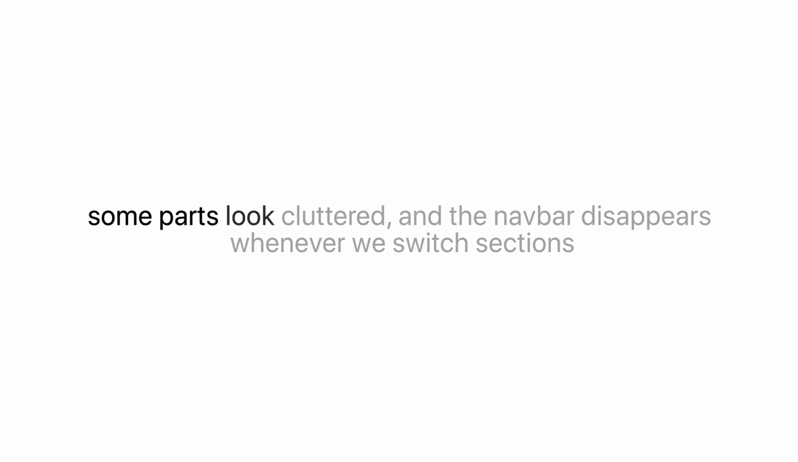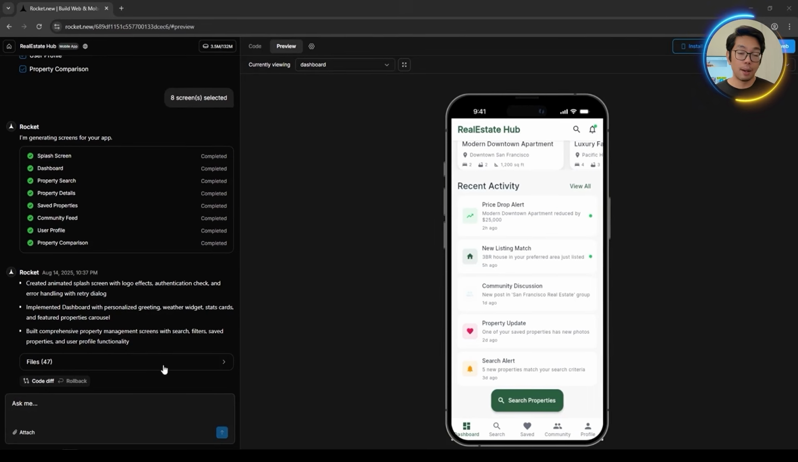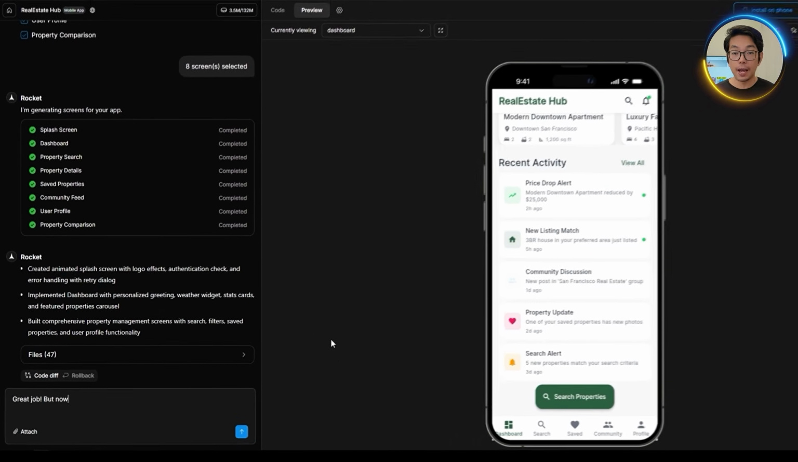Okay, so since we already have the core layout in place, our next step is to just polish things up. And right now, the spacing does feel a little off to me. Some parts look cluttered, and the nav bar again disappears whenever we switch sections, which does break the flow. A smoother interface and consistent navigation are key if we do want this to feel like a proper app experience. So I'm just gonna pass on to Rocket this exact prompt.